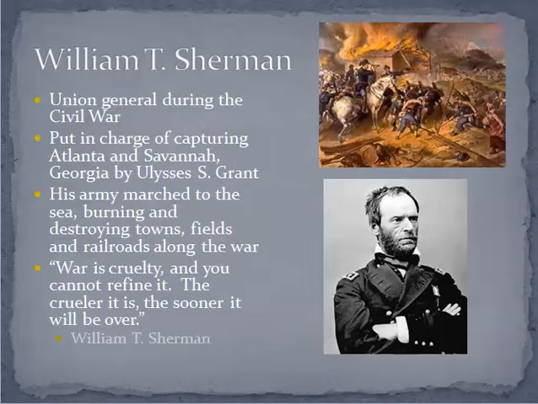Okay, so on the flip side, we've got another general who was for the Union. So his name was William Tecumseh Sherman, or William T. Sherman. He was a Union general, as I mentioned. He was put in charge by Ulysses S. Grant of capturing the cities in Georgia of Atlanta and Savannah. Now, what his army did is they marched all the way to the sea of the Atlantic Ocean, but all along the way they would burn and destroy every town, field, and railroad they came across.